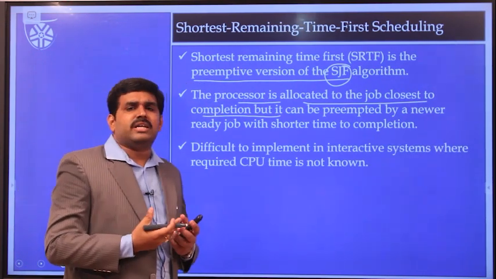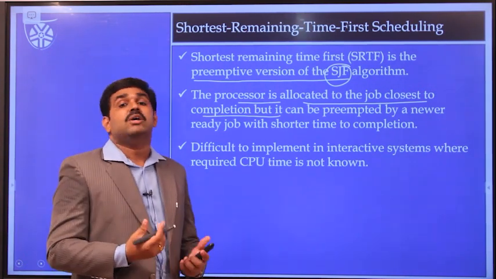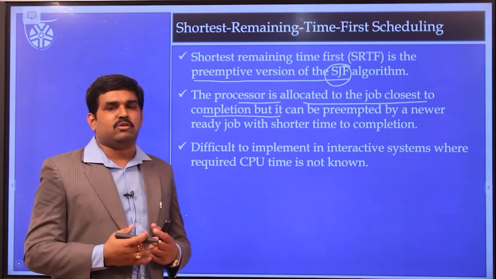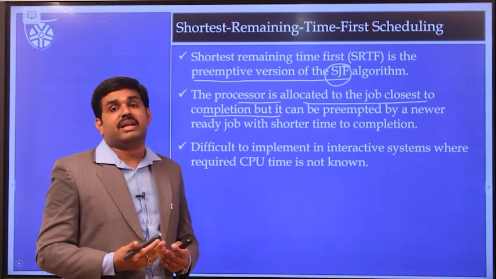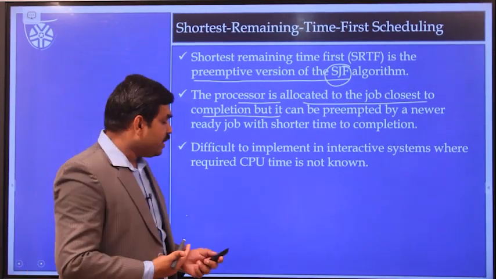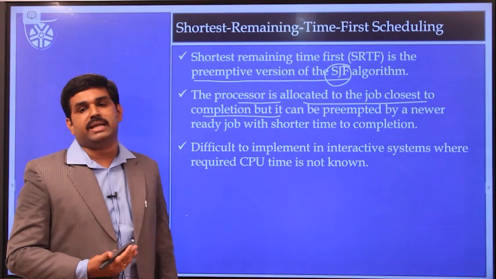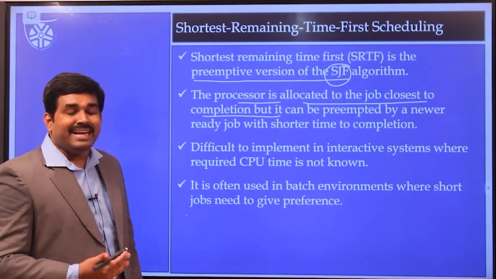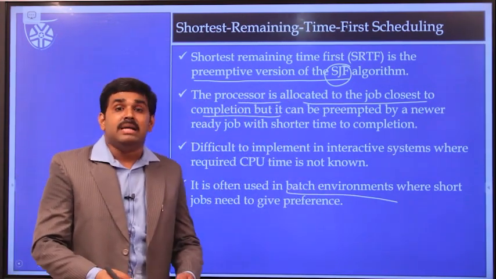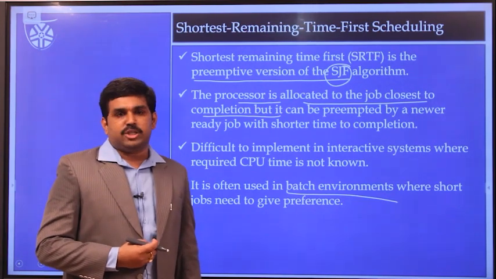Implementation of the shortest remaining time first scheduling algorithm is comparatively difficult compared to the other scheduling algorithms. Why? Because we are not able to know the required CPU burst time for the execution of a process in interactive systems. If we cannot know the required time for completion, then the implementation becomes very difficult. So in interactive systems, the design and development of this algorithm is highly difficult. It is followed in batch environments, where processes with similar requirements are handled under the shortest remaining time first scheduling algorithm.